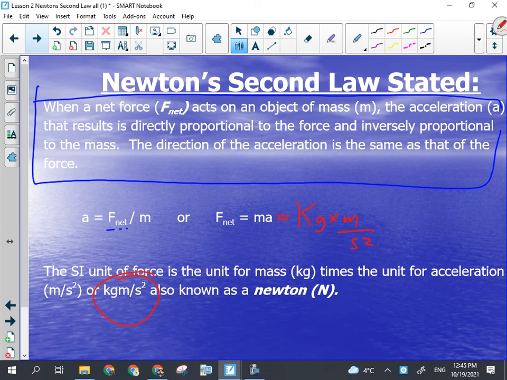And that's just important if, let's say I'm solving for acceleration. I'm dividing newtons by kilograms. Well, that means I'm dividing kilogram meters per second squared by kilograms. The kilograms cancel, and I'm left with meters per second squared. Everybody all right with that? Okay, we'll just know that's what a newton is.